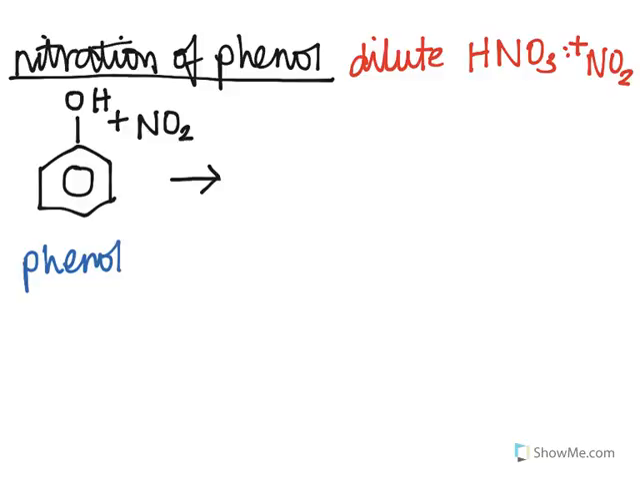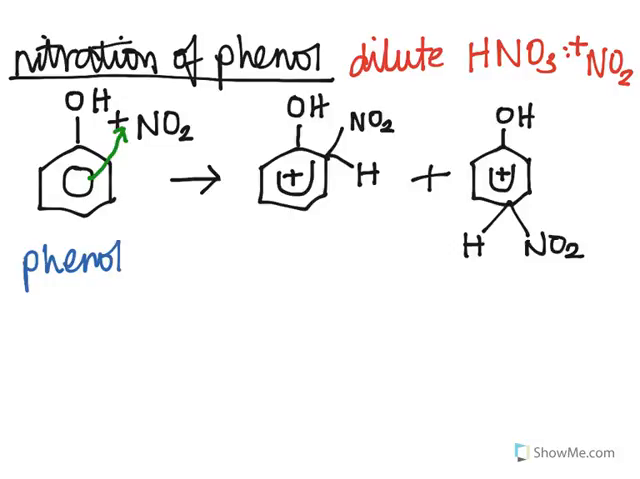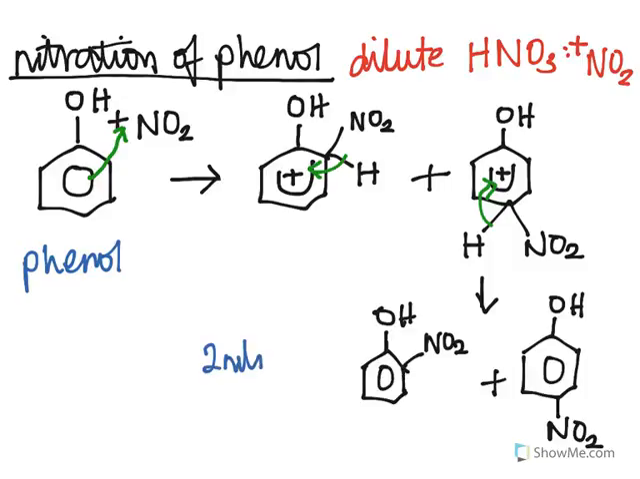So here we have a similar situation where the electrons from the ring come to make the bond with the NO2+, and we get some intermediates. And in both cases, the hydrogen puts its electrons back into the ring to give us back the delocalized structure and the stability of the benzene ring. This gives us two products. So we have 2-nitrophenol and 4-nitrophenol. So we have two different isomers of the nitrated product.